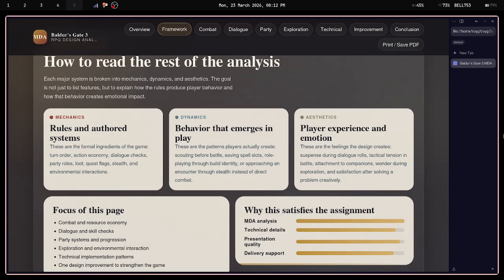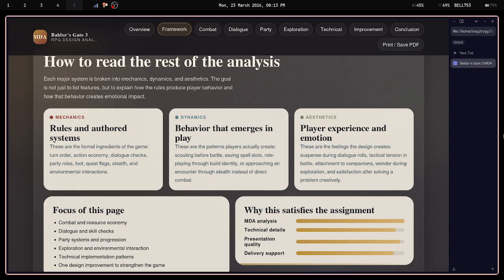Before getting into the game itself, I want to briefly define the framework. Mechanics are the rules, systems, and features designed by the developers. In an RPG, that includes things like combat rules, leveling systems, dialogue checks, inventory systems, or exploration tools. Dynamics are the behaviors that emerge when players interact with those mechanics. For example, players might conserve rare resources, scout before battle, or build a party around synergy.